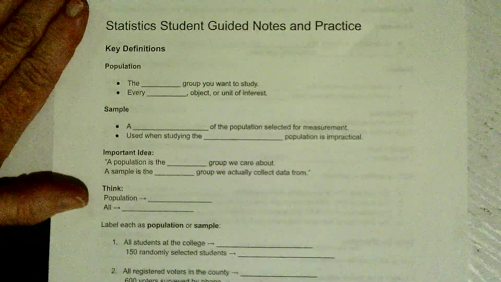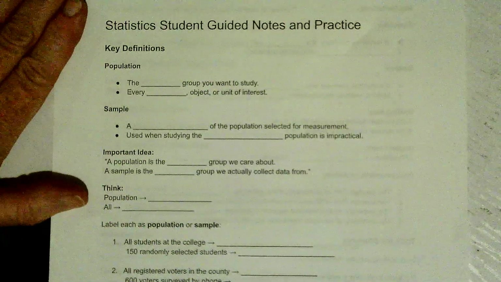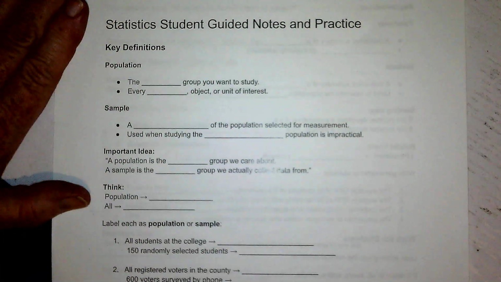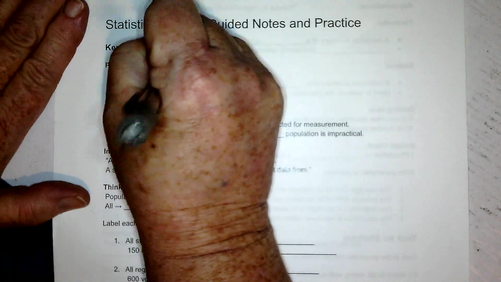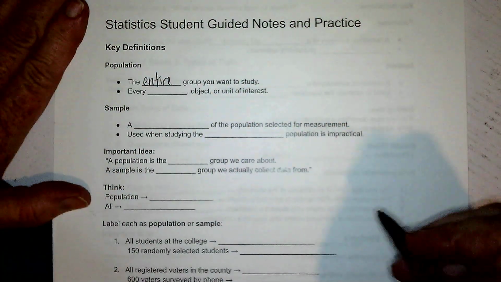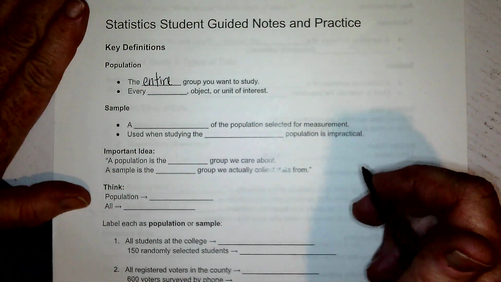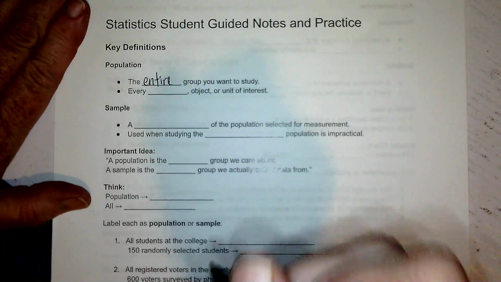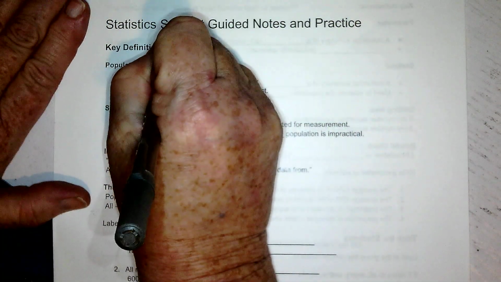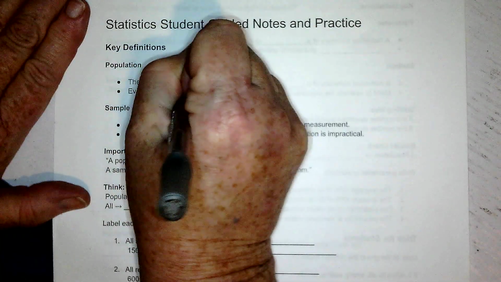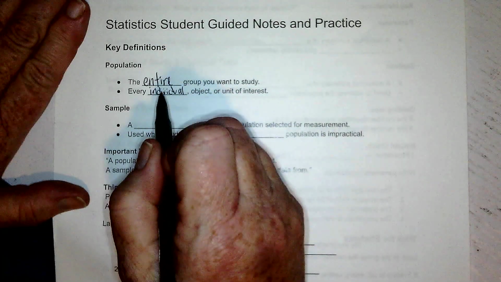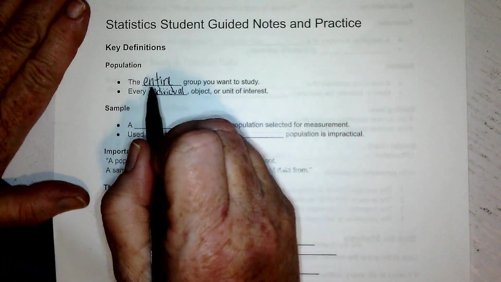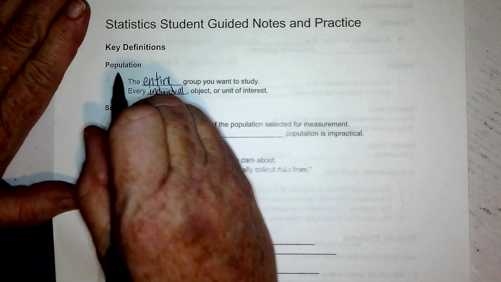All right, for population, this is the most important thing that you study when you study statistics. It's what everything is based on. The population is the entire group that you want to study. Every individual object or unit of interest. Individual. So when you see the words entire, the words every, the words all, that is the representation of the population.